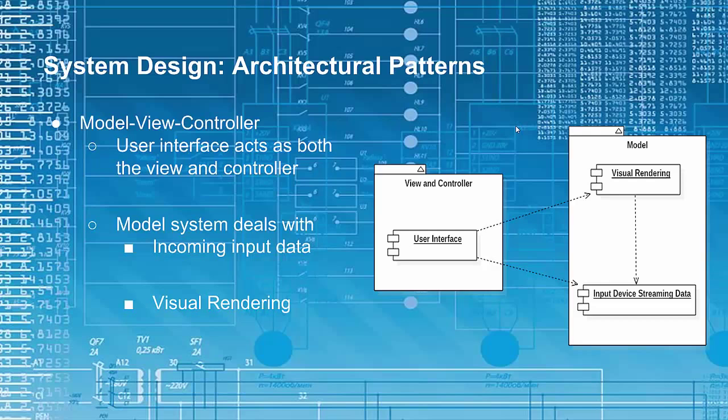Let's cover some of the system design architectural patterns. The visualizer lent itself very nicely to the model view controller architecture. We have the user interface acting as both the view and the controller. The user can see the output of the data as well as change the settings for both the gyroscope and the multi-touch visualizer. And our model system deals with taking the incoming data from our devices, whether it be gyroscope or multi-touch, manipulating the data in some way, and sending it to a visual rendering subsystem.